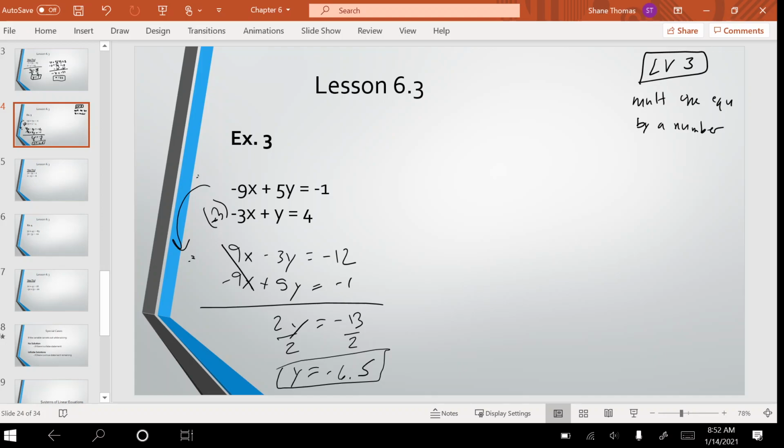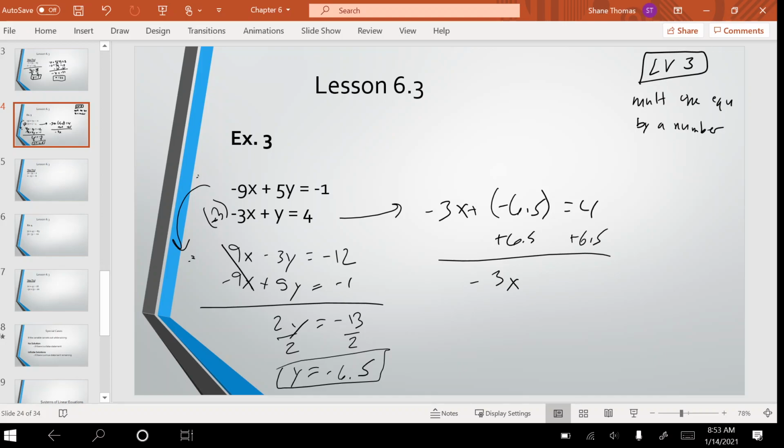All right. Now take this guy, plug it back into one of the originals. I don't care which one. I'm gonna plug it into the second one. So we have negative 3x plus negative 6.5 equals 4. So I plugged it into this guy. All right. So then I'm going to add the 6.5 over. Plus 6.5. I have negative 3x equals 10.5. Divide both sides by negative 3. X is going to be 3.5. Negative 3.5.